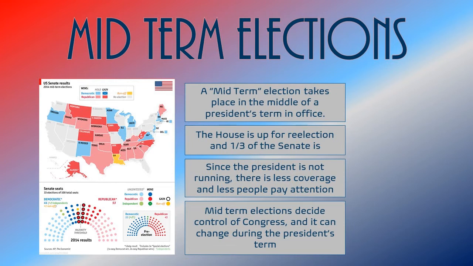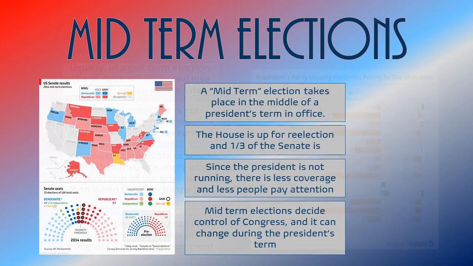Now, we mentioned the president is not running for election, but the president will get a lot of attention in this election. But there's not nearly as much attention as people pay to the presidential election. So there's less coverage, less people pay attention. We're going to find out that less people vote. But midterm elections decide control of Congress. So they decide which party controls the House and which party controls the Senate. And this often can and does change in the middle of a president's term. And if the control of Congress changes, it really changes the president's ability to pass policies that they want.